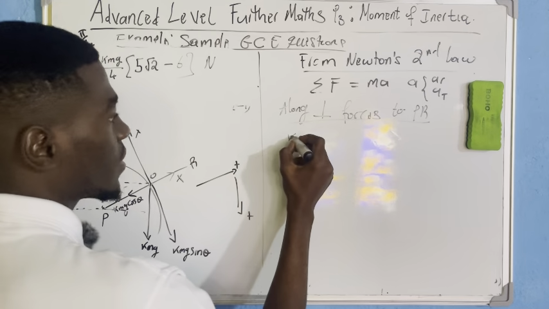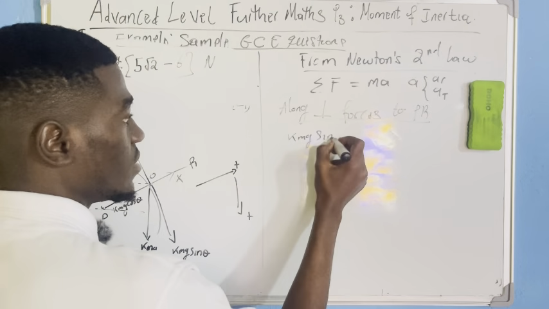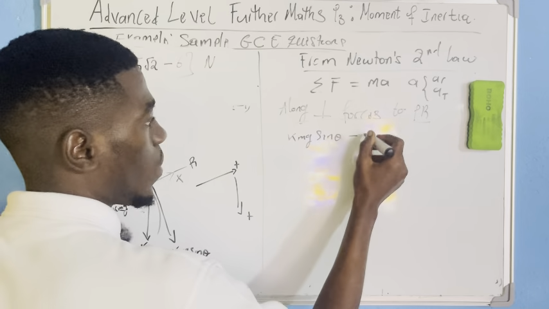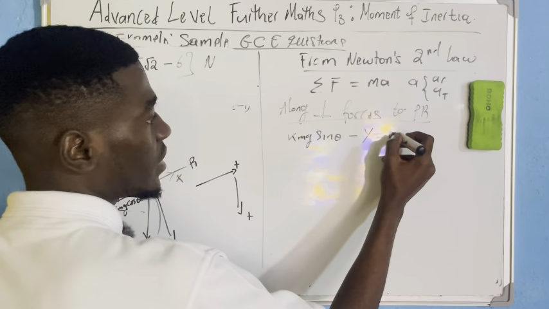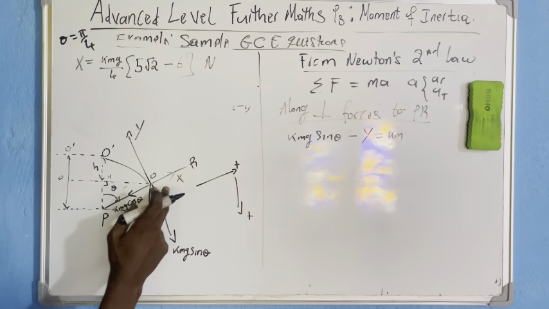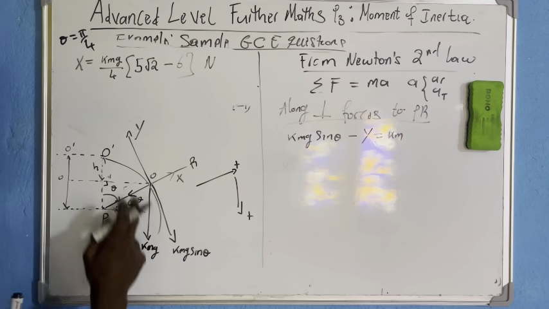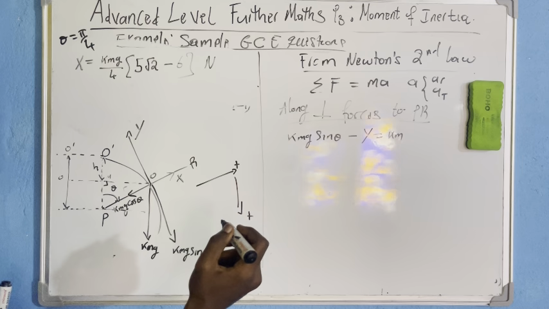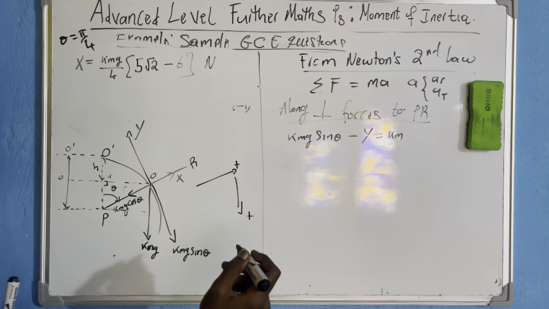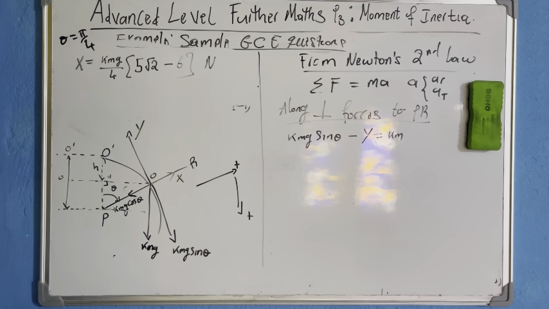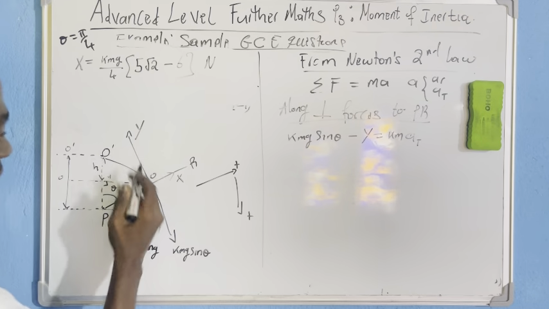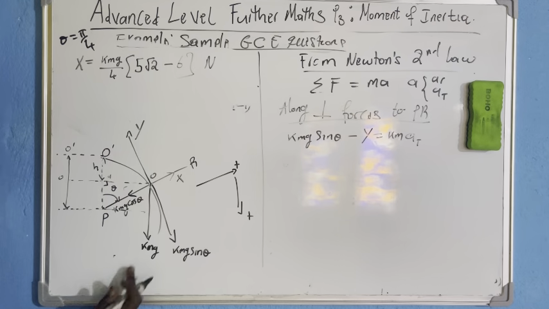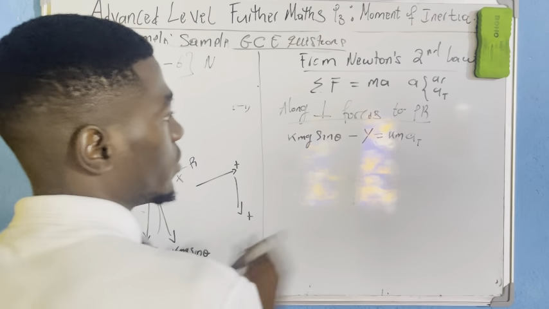So I'll have kmg sine theta, then minus Y. You see Y is going upwards, negative. Should give us km, then which acceleration? Is it tangential acceleration or radial acceleration? Yeah, tangential acceleration, because look at tangent to the motion. This is the circle, this is how the motion is going. It's tangent. Tangential acceleration.